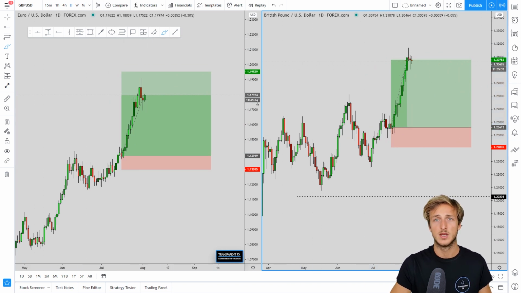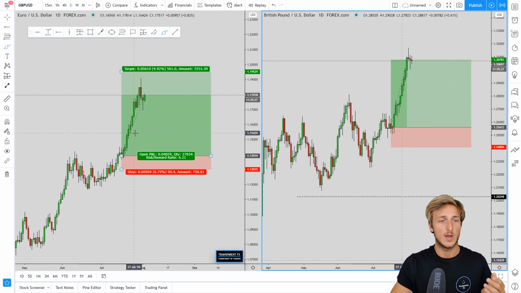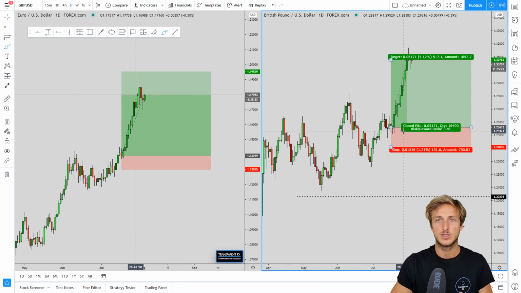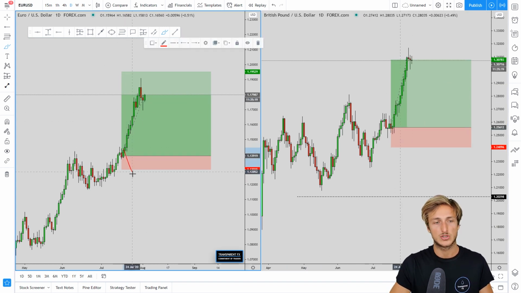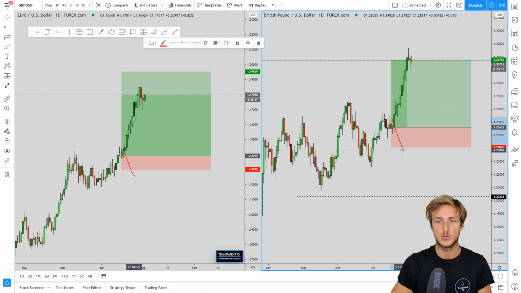Because both pairs move in the exact same way. So if they move in the exact same way, if this trade will be a winner, then also this trade will be a winner. And if this trade will actually be a loser, also this trade will be a loser. This is what has the highest probability of happening, that the two trades will have the same outcome.